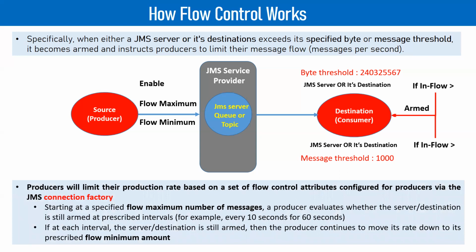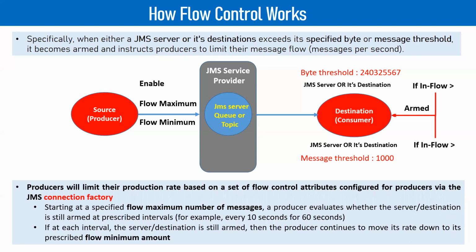Producers will limit their production rate based on a set of flow control attributes configured for producers via the JMS connection factory. The connection factory is highlighted because flow control is enabled at the connection factory level. The connection factory is the initial object that we configure for creating a connection. Once the connection is established between the source and destination with the help of the connection factory, for the connection factory created at the producer end, this flow control will be enabled.